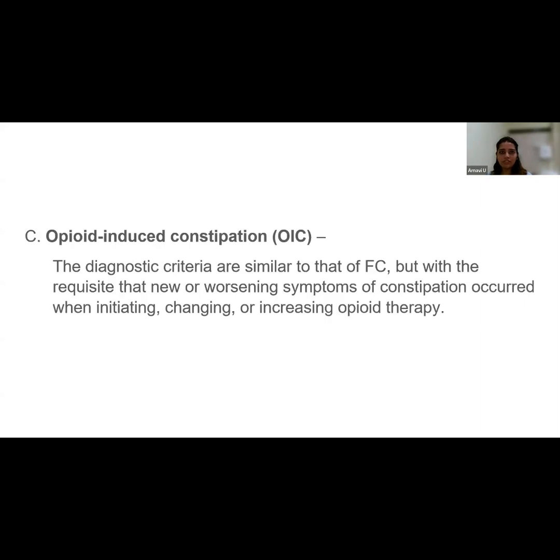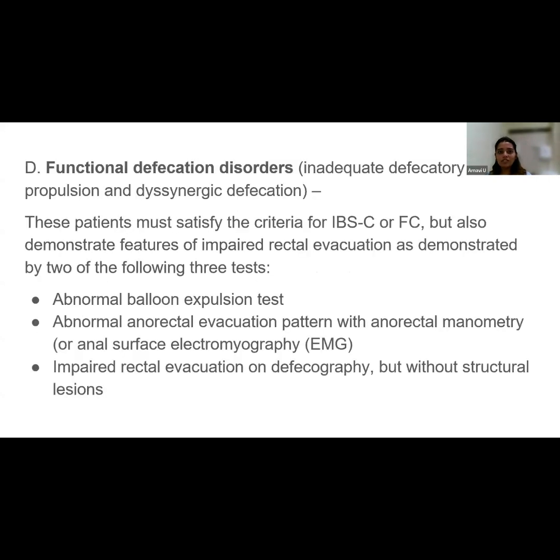Then opioid-induced constipation. The diagnostic criteria are similar to that of functional constipation that we saw, but with the requisite that new or worsening symptoms of constipation occurred when initiating, changing, or increasing the opioid therapy. Then functional defecation disorders. These include inadequate defecatory propulsion and dyssynergic defecation. These patients must satisfy the criteria for IBS-C or functional constipation, but also demonstrate features of impaired rectal evacuation as demonstrated by 2 of the following 3 tests: abnormal balloon expulsion test, abnormal anorectal evacuation pattern with anorectal manometry or anal surface electromyography, and impaired rectal evacuation on defecography but without structural lesions.